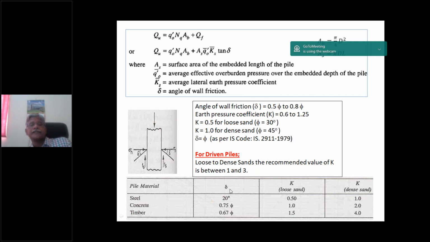So here again, corresponding to a particular delta value, the K values are given for loose sand and dense sand. If it is a steel pile, concrete pile or timber pile, this particular table will help you to pick up the K value, the coefficient of earth pressure, that you can substitute here.